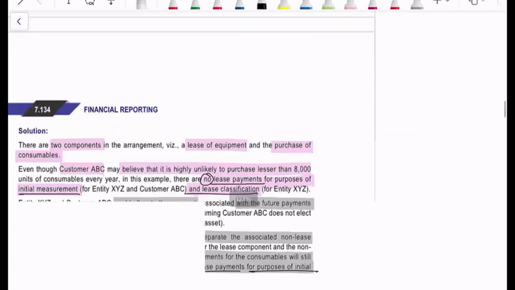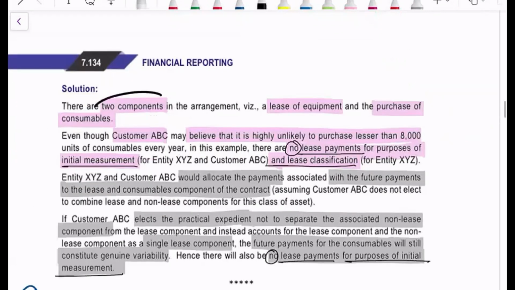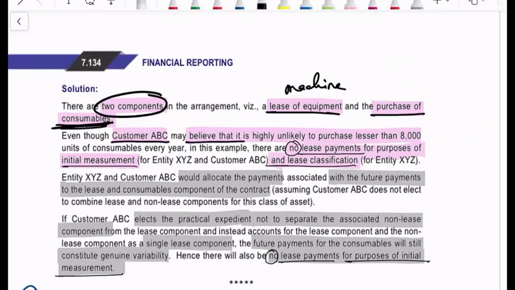So here, in the answer, they are trying to explain that in this arrangement there are two components. One is the lease of the equipment or that machine, and the other is the purchase of consumables. So in this contract, there are two things: one talks about the machine and the other talks about the consumables. Here, customer ABC believes that it is unlikely to purchase fewer than 8,000 units. That minimum 8,000 units customer ABC will purchase.